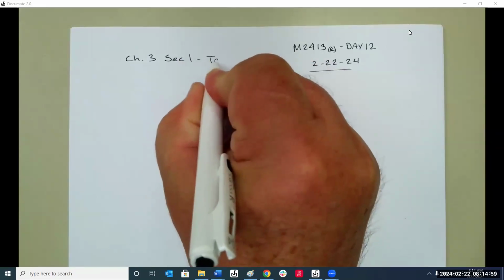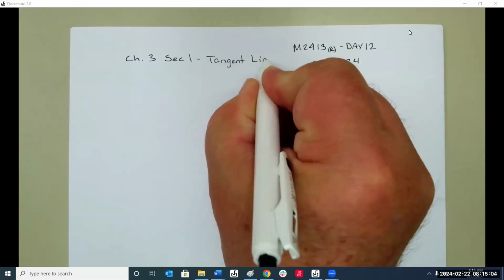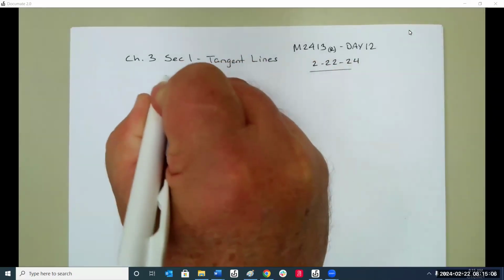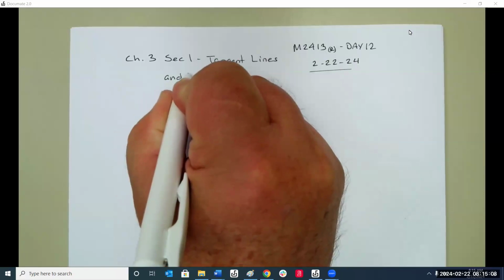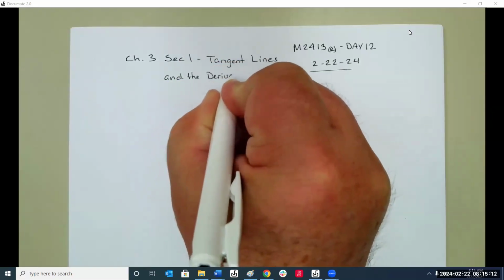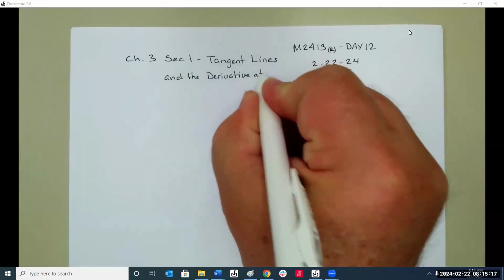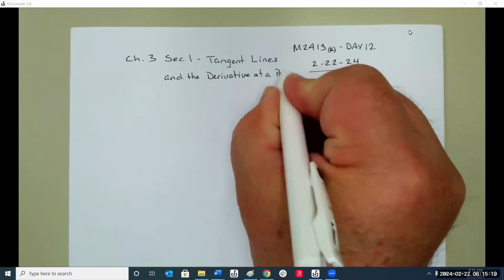Section 1, which is called tangent lines and the derivative at a point.